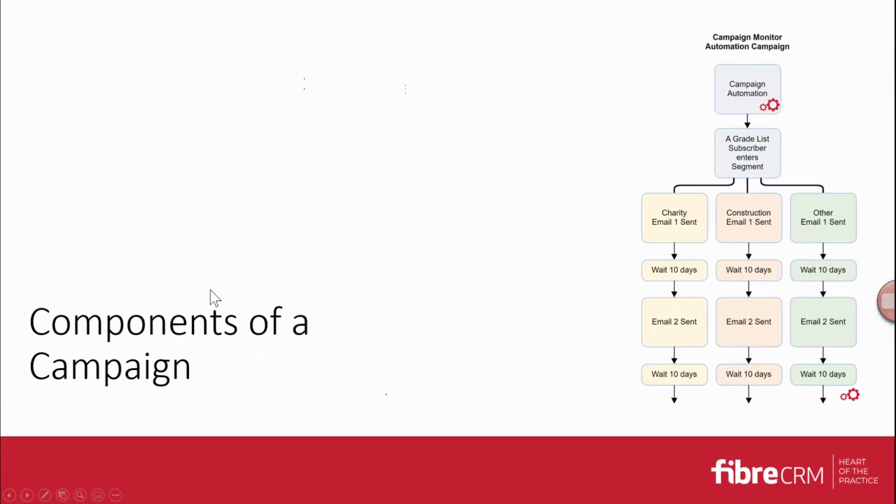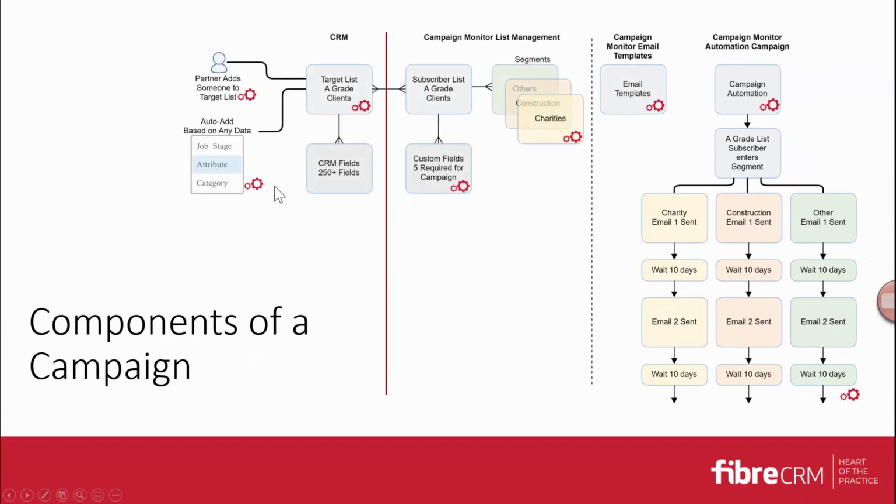So what we've done now is create a target list, and we're allowing users now to add people to that target list. That target list is now created in Campaign Monitor. But what we want to do now is create some custom fields, because by default it just passes over the name and email address. That's not particularly good enough for us, because we want to see the segments by charity, construction, etc. And we also want to see custom fields. So we want to put in the body of the email: regards, partner name, partner email, and signature block. So we're going to add 5 fields.